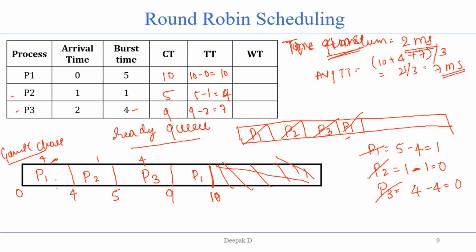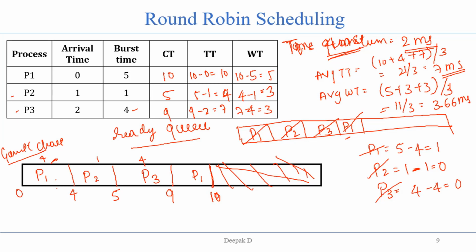And what is the waiting time here? 10 minus 5, which is 5. Next, 4 minus 1, which is 3, and 7 minus 4, which is 3. So the average waiting time would be 5 plus 3 plus 3 divided by 3, that would be 11 by 3, which is 3.66 milliseconds. So this is the solution for this problem.